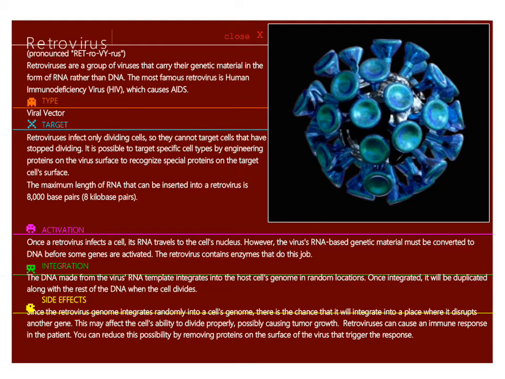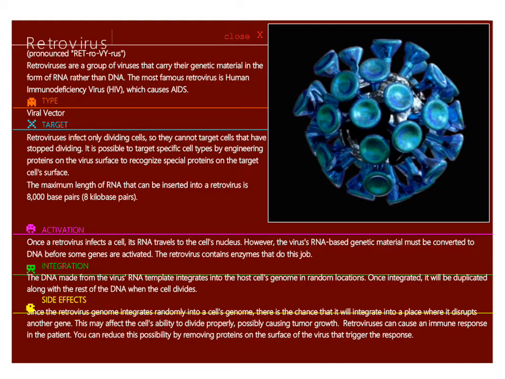Okay, the first of the viruses is the retrovirus. These are RNA viruses. The most famous is HIV that causes AIDS. You can see on each of these slides, and I'm not going to read all the information, that it tells you whether the virus can infect only dividing cells or both dividing and non-dividing cells. It also tells you in the target area if there is a maximum length of RNA or DNA that can be inserted into the virus. For retroviruses, the limitation would be 8,000 base pairs. If your gene of interest is larger than that, then retroviruses won't work.